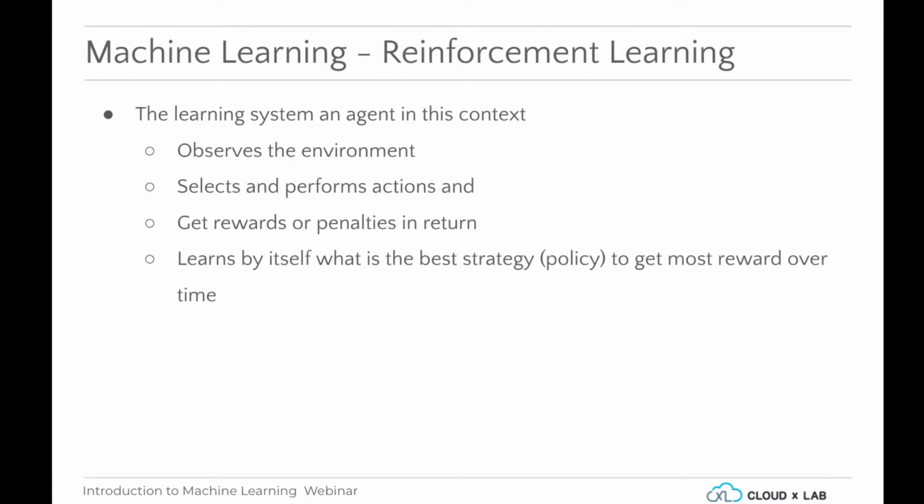As I said, the learning system is an agent in this context. It's observing the environment, it chooses an action, and either gets rewarded or gets a penalty. For example, if it's playing a game, it'll get points if it does something well, or it dies if it does something wrong. And that's how it figures out what it should do when it gets a particular result.